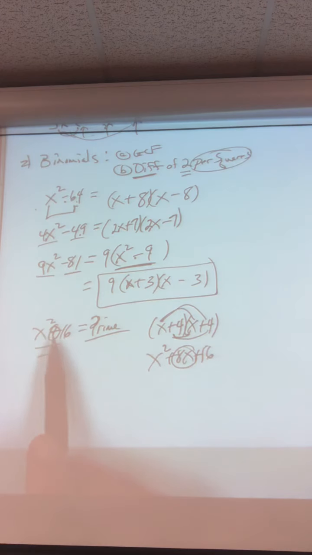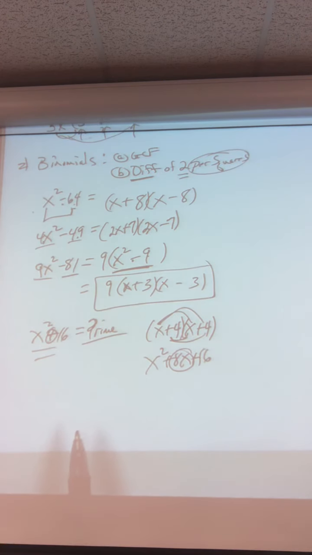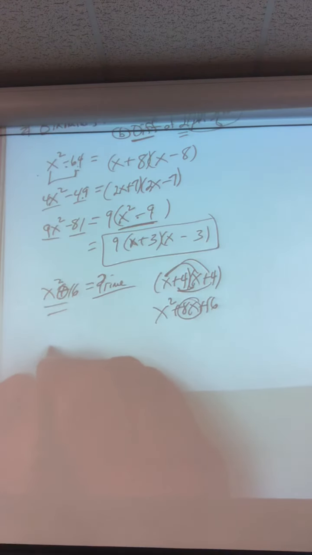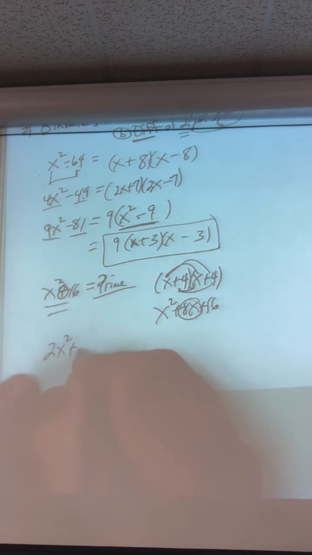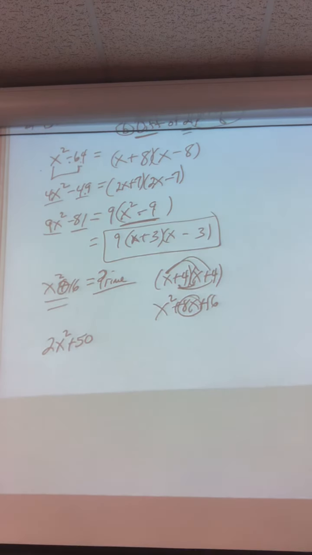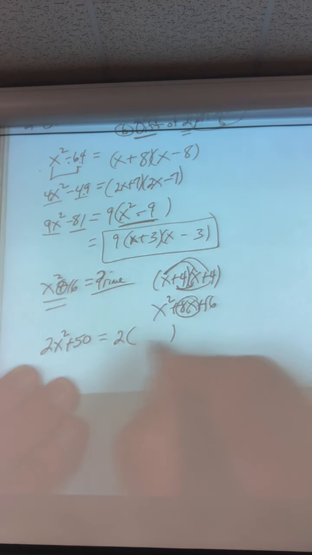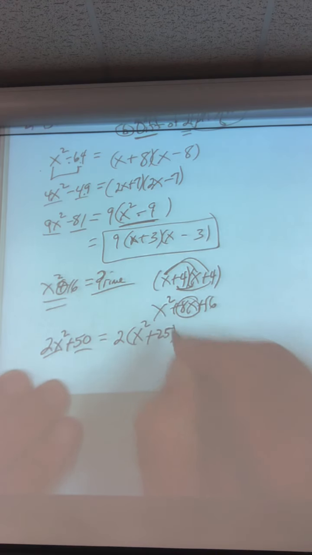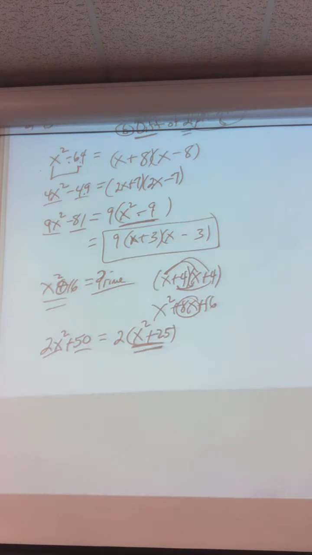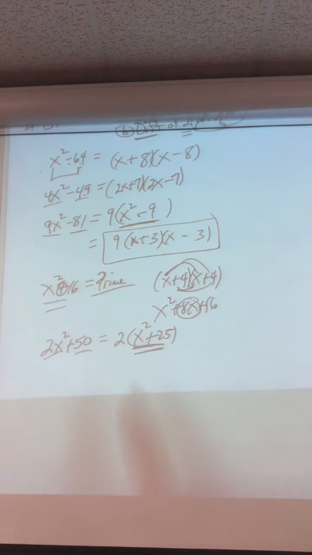So you say, all right, so every time it's a plus, it's prime with a binomial. No, not if it has a GCF. For instance, 2x squared plus 50. That's not the difference of two perfect squares. However, it does have a GCF of 2. So I can take a 2 out. Now, not an x, because there's not an x in both of these. 2 into 2x squared is x squared. 2 into 50 is 25. Now, this won't break down any further because of the plus. If that had been a minus, then yes, it would have.